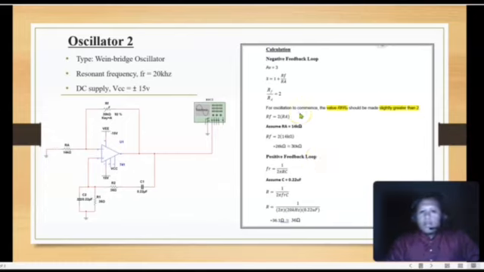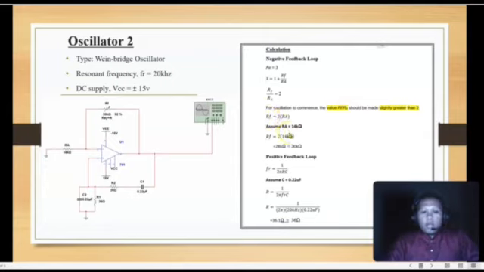For the negative feedback loop, how to get the formula: RF equal to 2 multiply RA. This is the equation: AV equal to 3, 3 equal to 1 plus RF per RA. RF per RA equal to 2 for oscillation. To ensure oscillation, the value of RF per RA should be greater than 2. Okay, the formula is RF equal to 2 multiply RA.